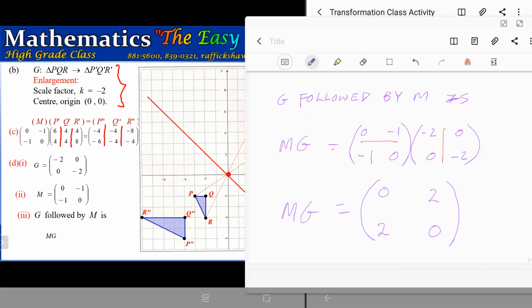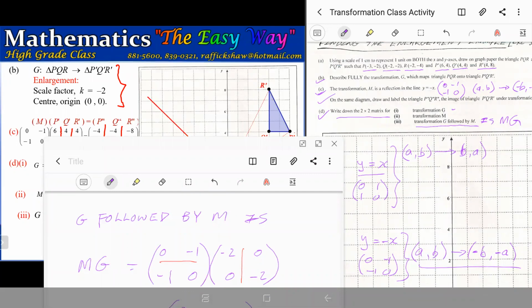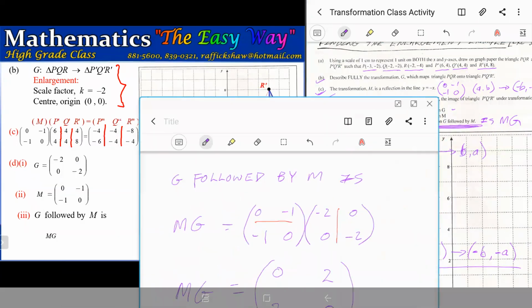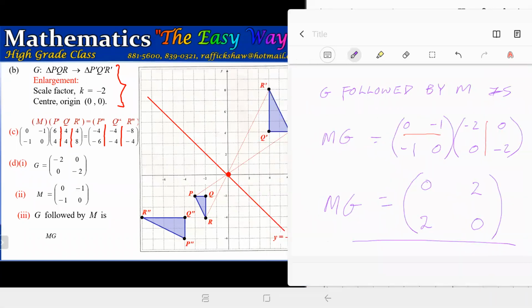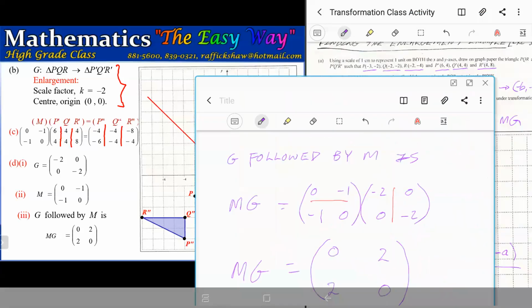That's what they wanted for that last part. MG, but you have to work it out and show them. You can't just look and know. That's it. On the M times G, I can write the answer now. Bam! See there? 0, 2, 2, 0. Do you understand that question?